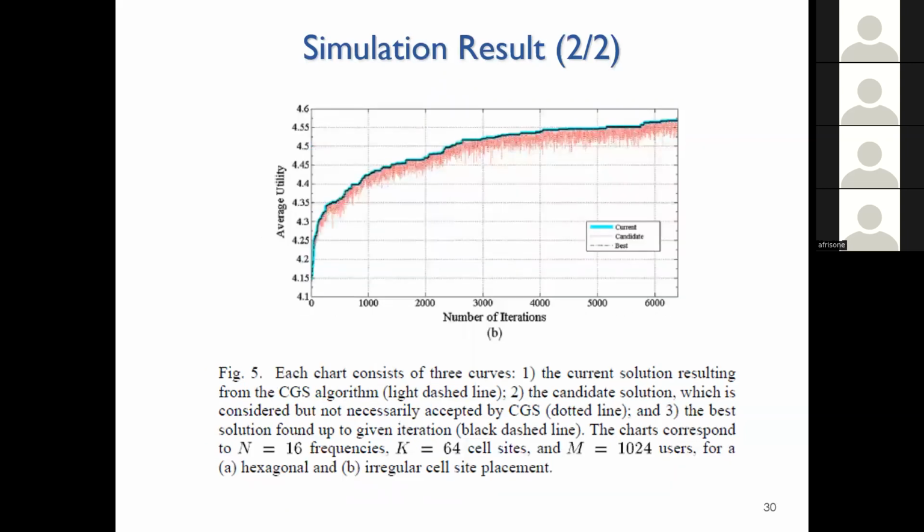Okay, and I will skip this slide of a similar result. You can see this kind of phenomenon. Similarly, you need more time to converge, and it will go up and down because you are doing a kind of exploration from time to time.